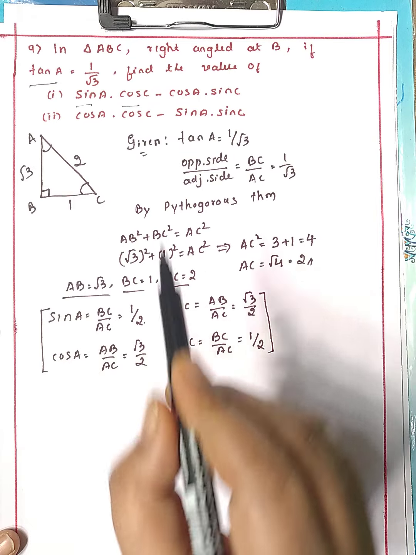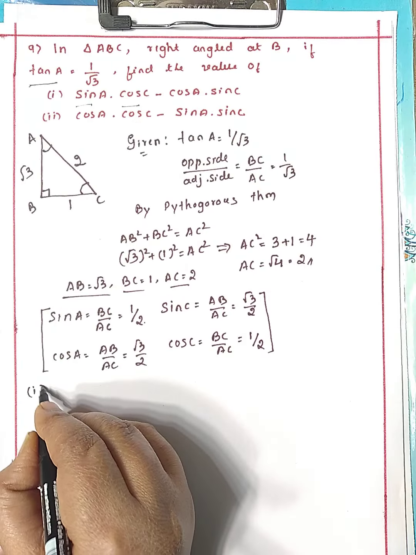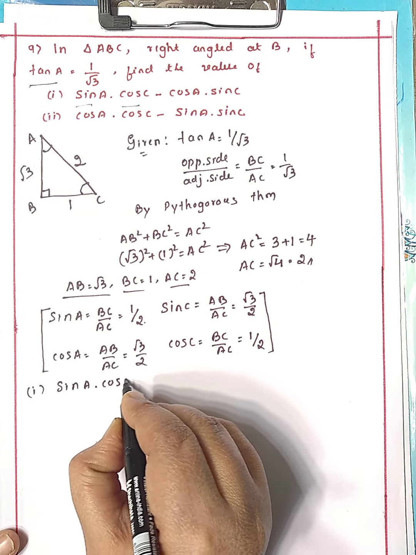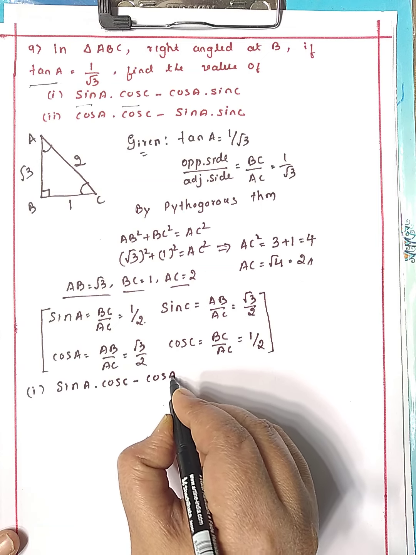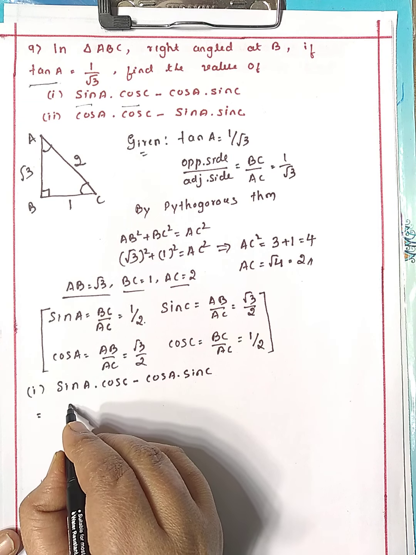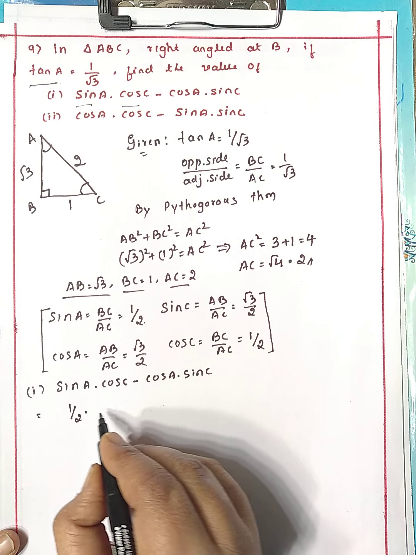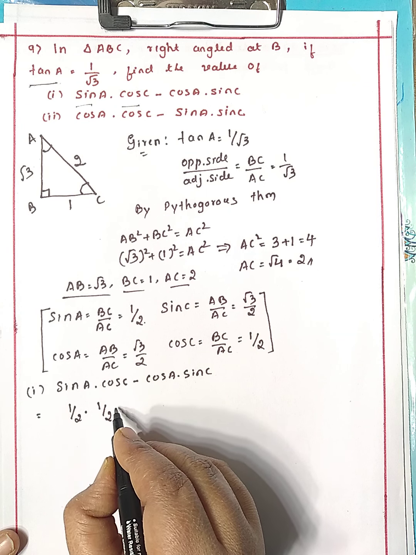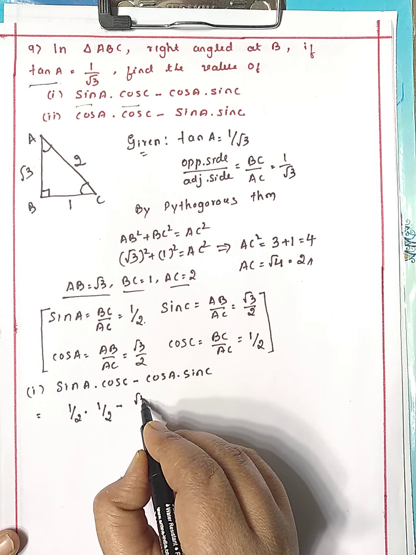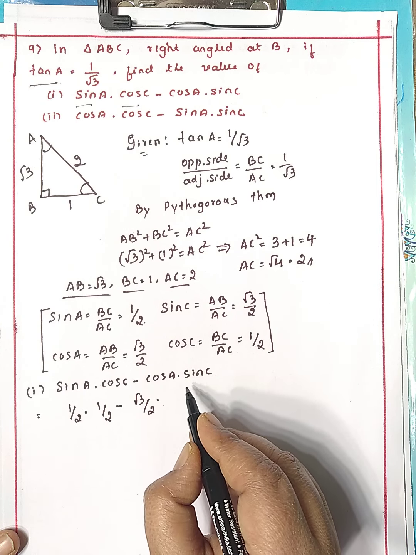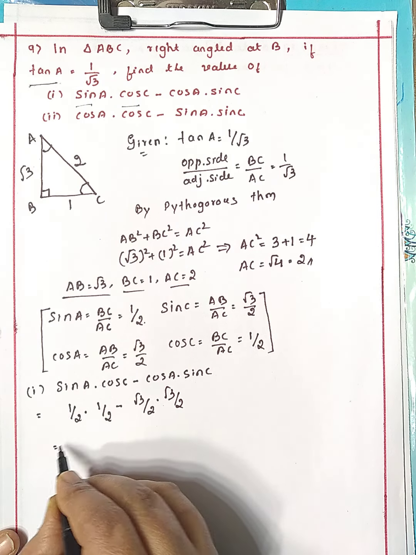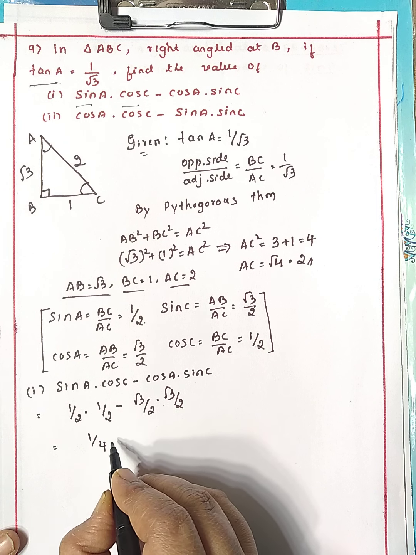We will substitute this in this equation. So what is the first equation here? Sine A cos C minus cos A sine C. The value of sine A is 1 by 2, cos C is 1 by 2, minus cos A is root 3 by 2 and sine C is root 3 by 2. This becomes 1 by 4.